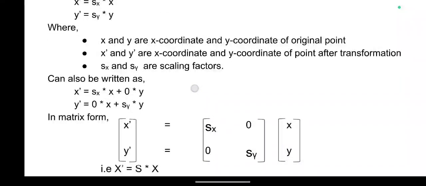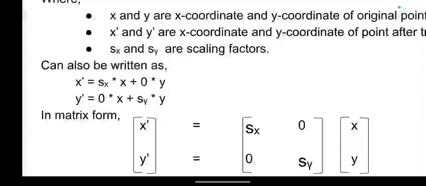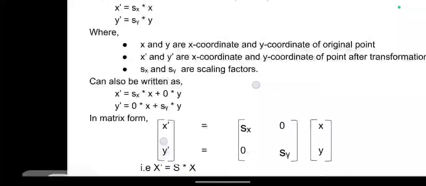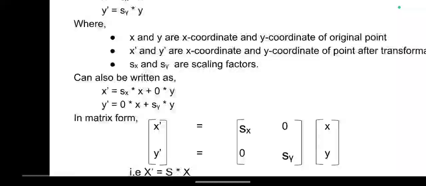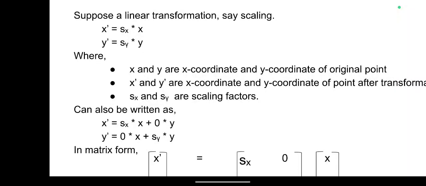The above equations can also be written as follows. x dash equals sx times x plus 0 times y, and y dash equals 0 times x plus sy times y. You will be familiar with this expression as well if you have studied computer graphics or just basic linear algebra. Here you can see the comparison between the two forms of the expression. First, 0 times y results in 0, giving the original value of x dash, and 0 times x in the second equation results in 0, giving the value for y dash in the original equation.